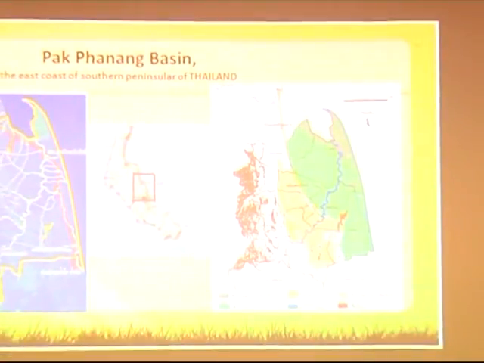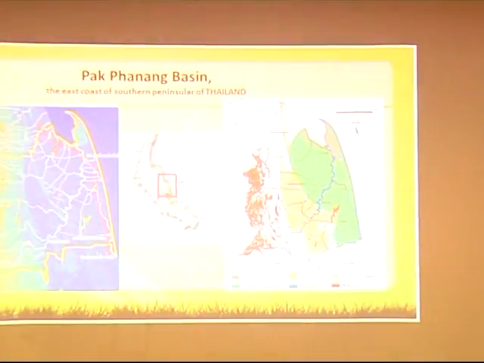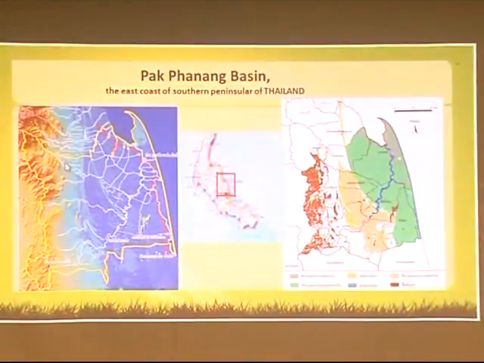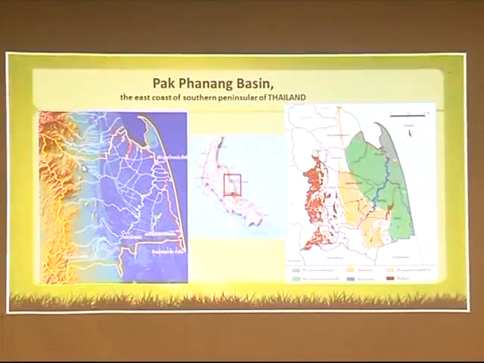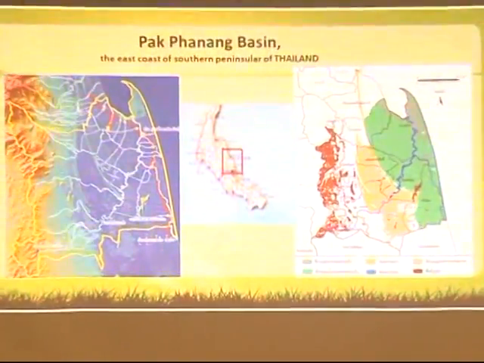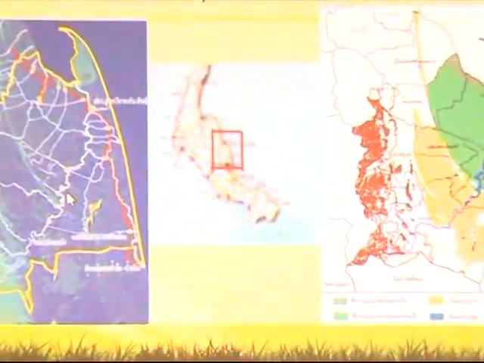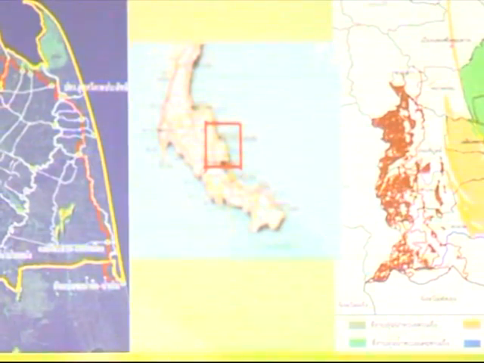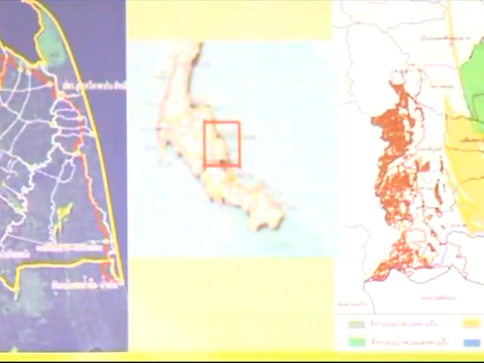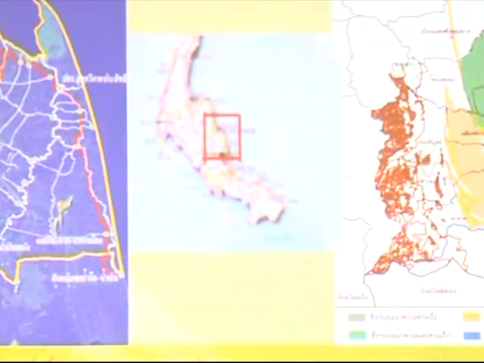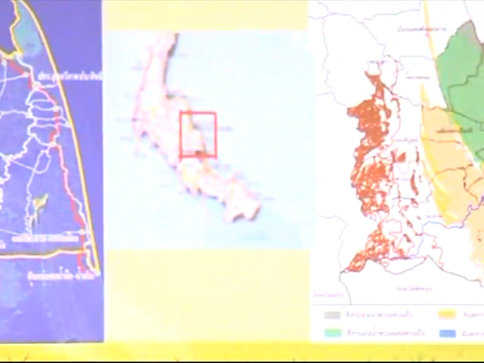The topology consists of mountain and foot slope in the west. You can see in the picture. Mountain and foot slope in the west, and then the land slopes down towards the east. The mountain and foot slope area are called upper watershed. These areas are characterized by steep slope and undulating rolling.